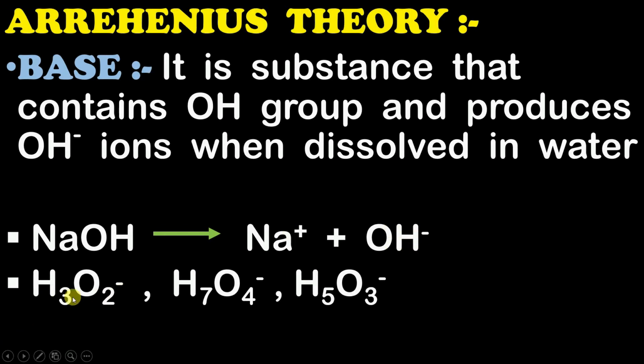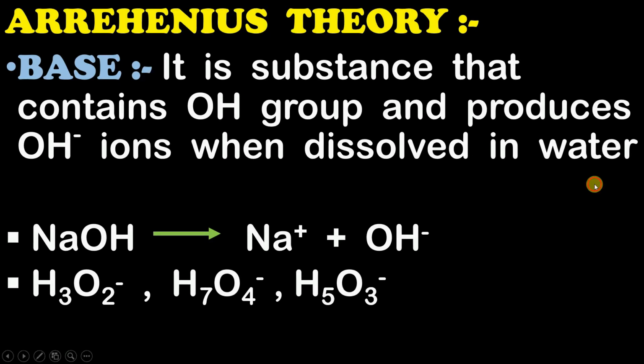So we have 3 hydrogens over here, and OH contains one oxygen atom and H2O contains one oxygen atom. So 1 plus 1 gives you 2. That's why we get H3O2 minus. Similarly, if you add one more water molecule to this H3O2 minus, you are going to get H5O3 minus. And if you add one more water molecule to H5O3 minus, you are going to get H7O4 minus. So this is how your base is identified with the help of the Arrhenius theory.